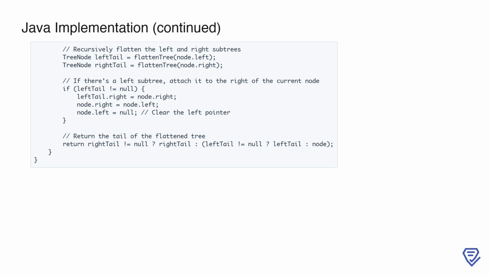After obtaining the tails of the flattened left and right subtrees, we check if a left subtree exists. If it does, we attach its tail to the right child of the current node, move the entire left subtree to the right side, and clear the left pointer by setting it to null. This effectively shifts the left subtree into the desired position in the flattened tree. Finally, the method returns the tail of the flattened tree, which is either the tail of the right subtree, the tail of the left subtree if the right subtree is null, or the current node if both subtrees are null. This ensures that the function works correctly for all cases, including leaf nodes.